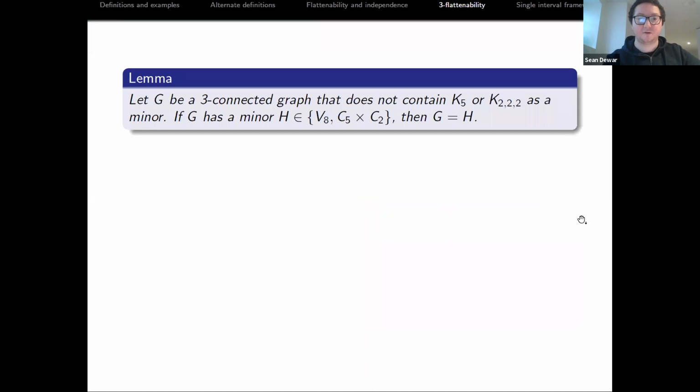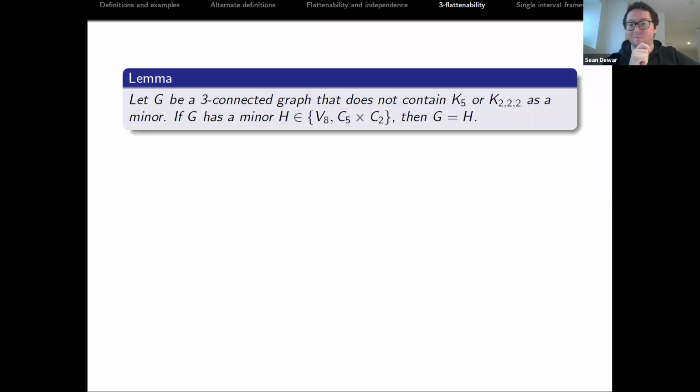Right. So now we've got this lemma, which is what we're going to be using. G is going to be a 3 connected graph, and we're going to say that it doesn't contain K5 or K222 as a minor. If it does have a minor that's V8 or C5 cross C2, then the graph is V8 or C5 cross C2.